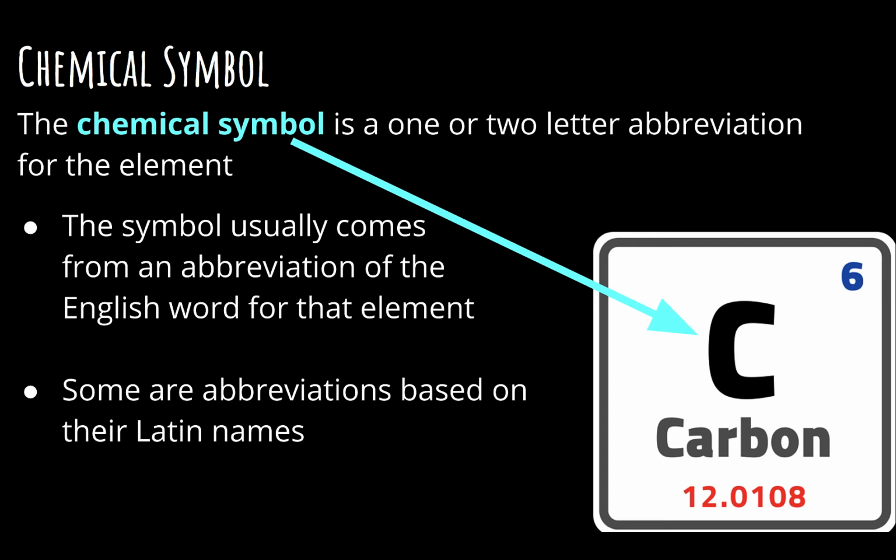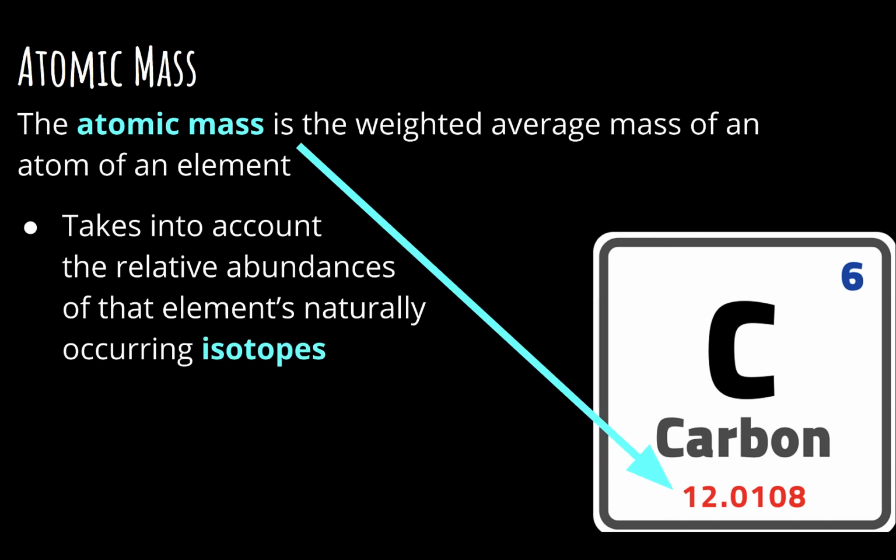But that's why when you look at the periodic table, not all of the symbols for the elements are just the first couple letters of the name that we know. That is because some of these are abbreviations from Latin names. The final number on a block on the periodic table is the atomic mass. And on our periodic table in the classroom, again, this is the red number that's at the bottom. This is a weighted average of the mass of an atom of the element.